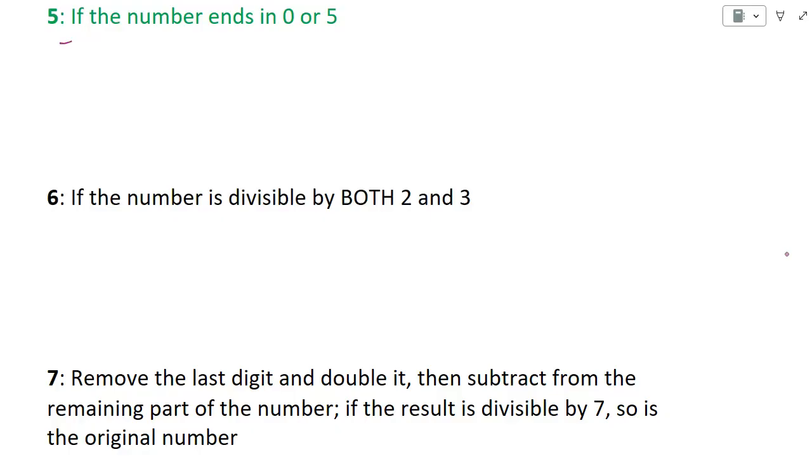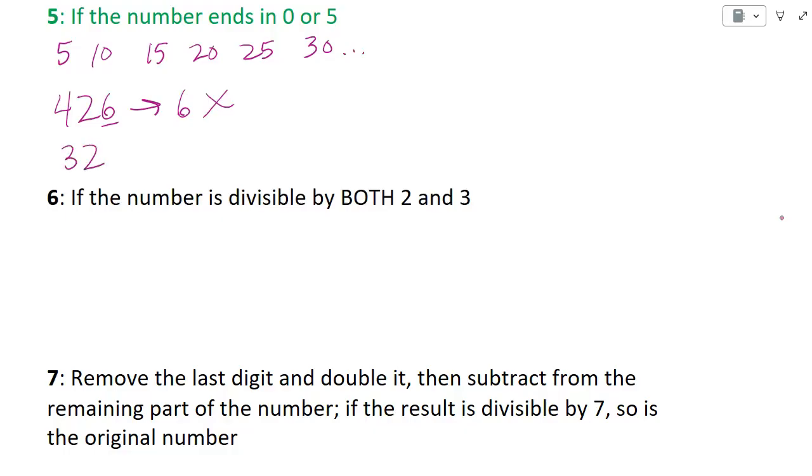So in other words, we'll think about how we count by 5s. 5, 10, 15, 20, 25, 30. They alternate between ending in 5 and ending in 0. So really all you got to do is check the number, see if it has a 0 or 5 at the end. So 426. It ends in a 6. Nope. Just looking at the last digit. Okay. 325 ends in a 5. Yep, simple as that. If it ends in a 0 or if it ends in a 5.